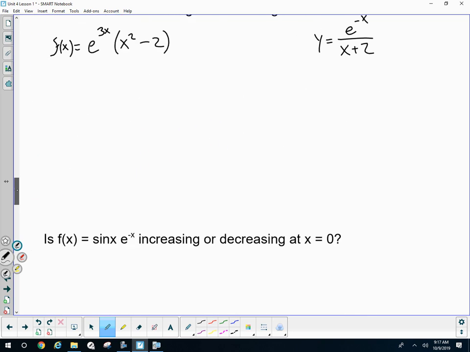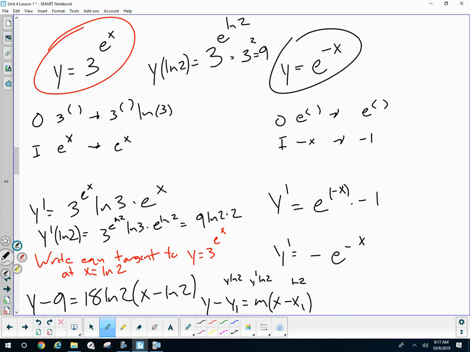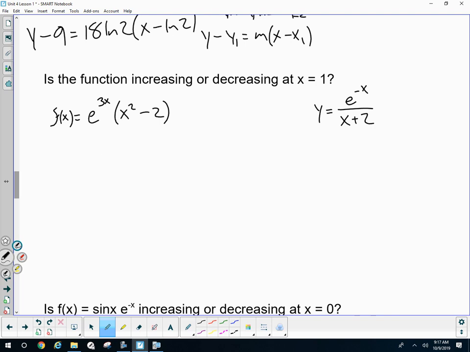But what else we need to do, and this is more unit 2 stuff like derivative rules, equations of tangent lines. What we'll be doing mostly is unit 3 stuff. Is this function going up or going down at x equals 1? Remember, f of x is increasing if f prime is positive. F of x is decreasing if f prime is negative. We will need to find the sign of the derivative. So let's find the derivative.